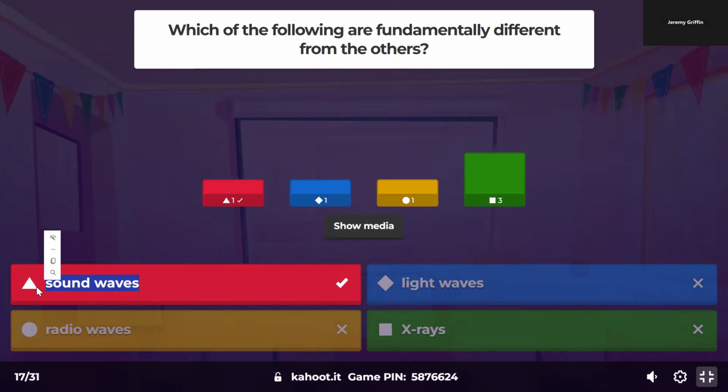Sound travels about 1 million times slower. Sound requires a medium. Sound is a longitudinal wave instead of transverse. All these other three are transverse waves because they're all electromagnetic. So categorically different. You guys get categorically different? Just get that down in your notes.